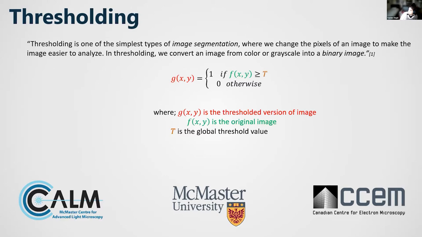In thresholding, we change the pixels of an image to make the image easier to analyze. A lot of the time this is done in grayscale, where we take the image, grayscale it and binarize it. This can be seen as a piecewise function where you have some sort of threshold value, and anything above it is one and anything else is zero.